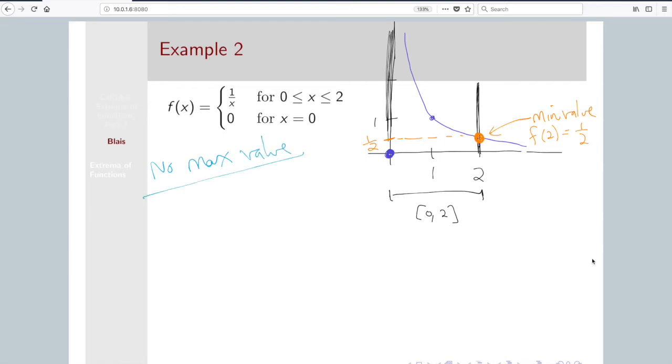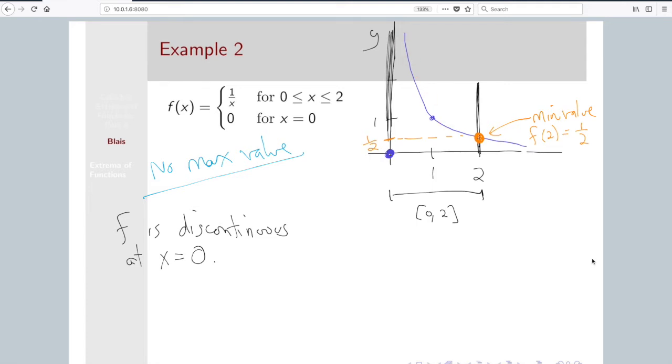Well, what's the difference between this and the previous example? Well, notice that the function is not continuous on this interval. So f is discontinuous at x equals 0. In particular, it has an infinite discontinuity, a vertical asymptote.